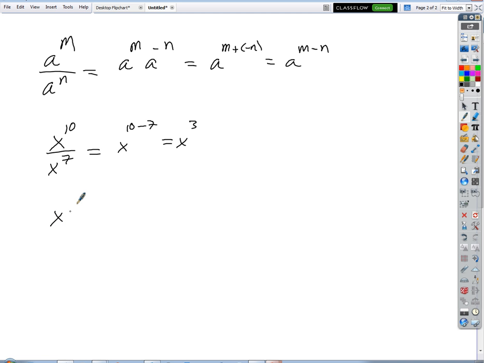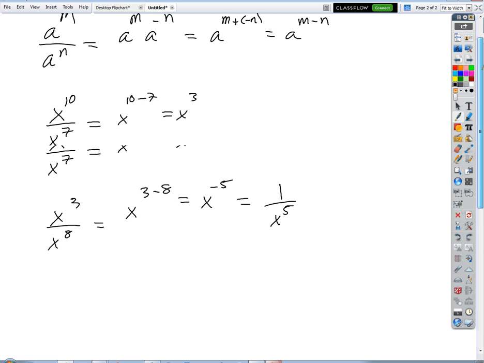Okay, but what if I reverse that? What if I had something like x cubed over x to the 8? Okay, so that's the same as x to the 3 minus 8, which is x to the minus 5. But then I got to write it in terms of positive exponents, so I got to add one extra step. What's that going to be? Put it on the bottom. Good. So negative on top is positive on the bottom, right?